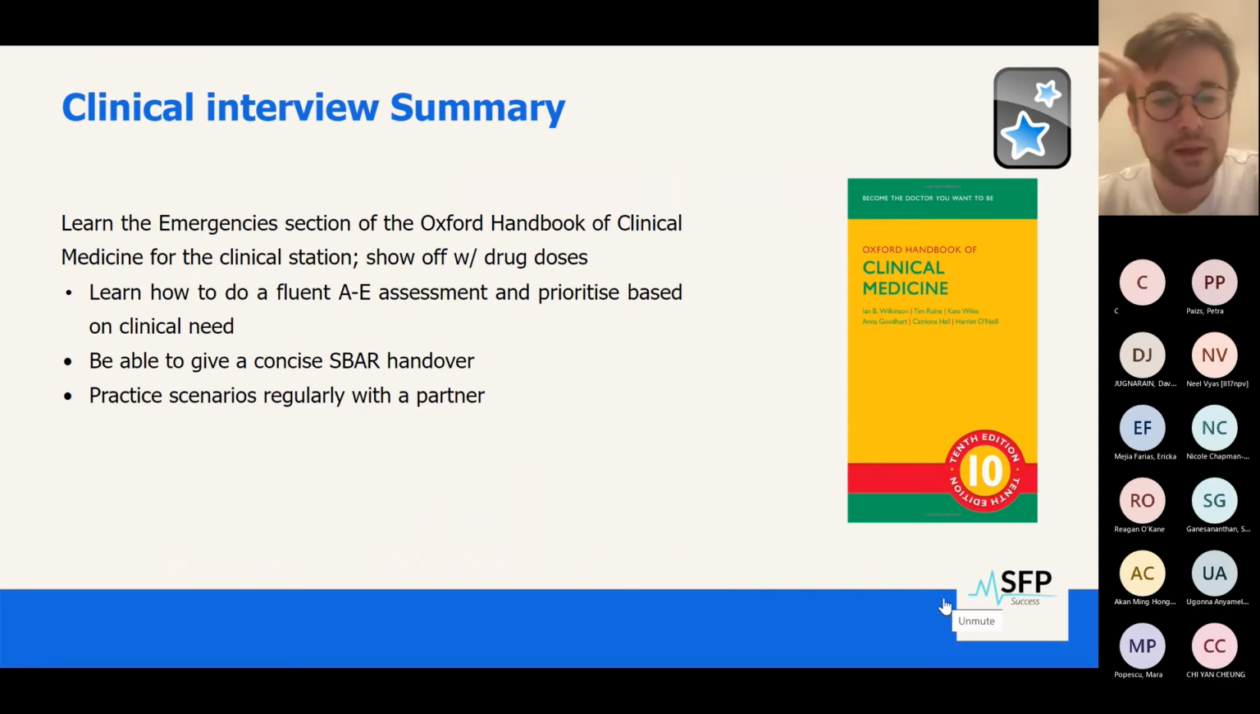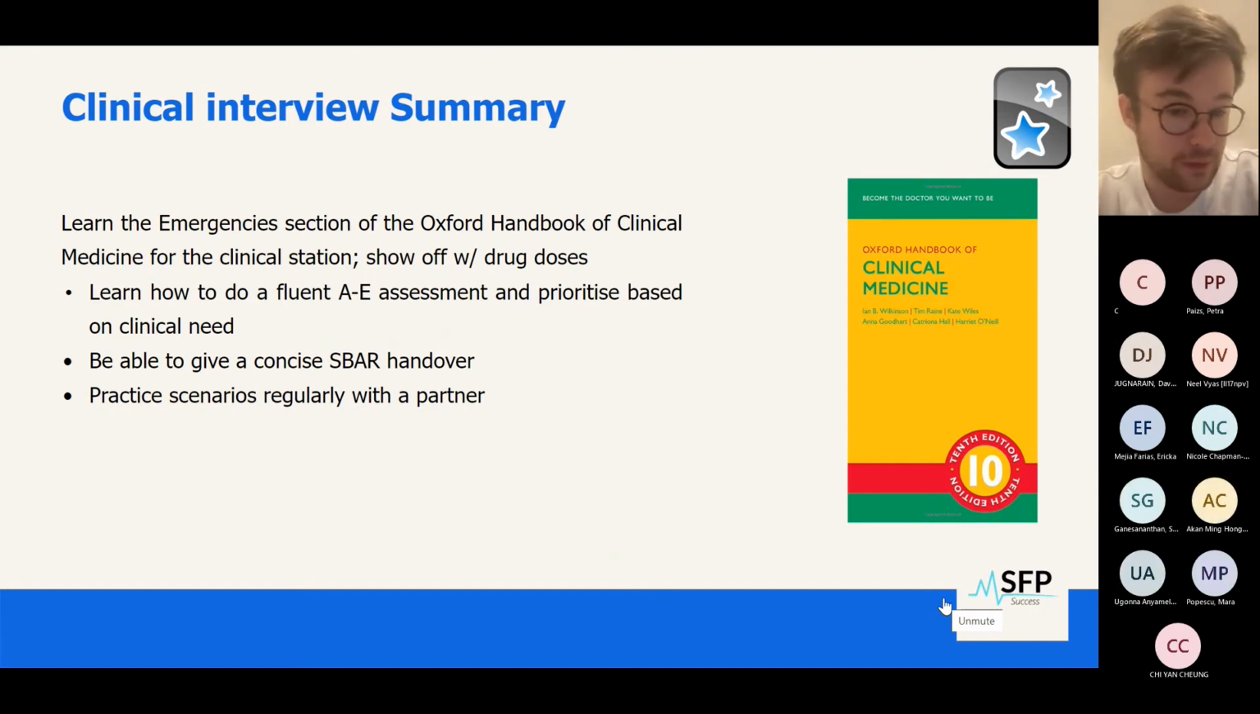No worries, great. So just a little summary. The main thing is just going through a lot of the emergency section in the Oxford Clinical Handbook, knowing them quite well, being able to know common drugs used in common emergencies. And a lot of this is getting fluent with your A to E assessment and SBAR handover by regularly practicing with a partner. That could be once or twice a week. The more you do it, the better. And also doing it timed. And just getting practice as well of setting scenarios for each other around prioritizing based on clinical need.